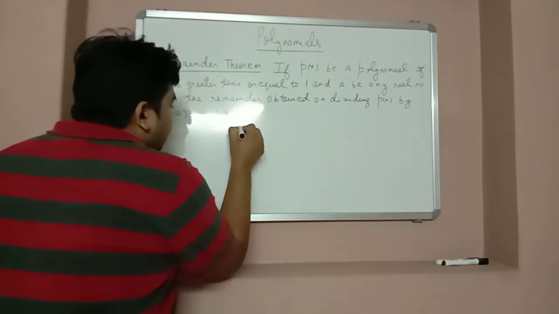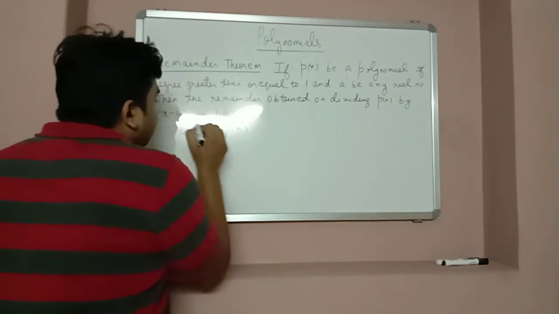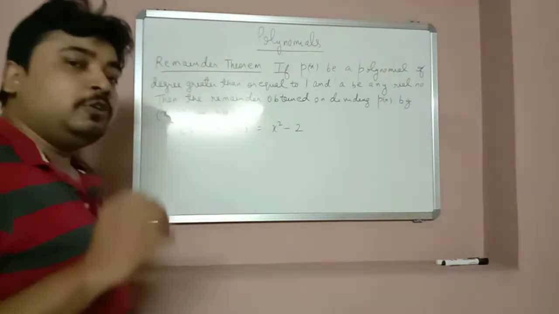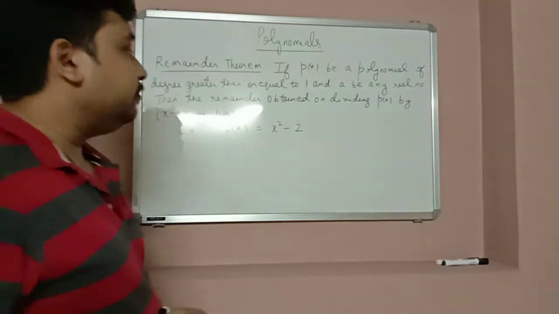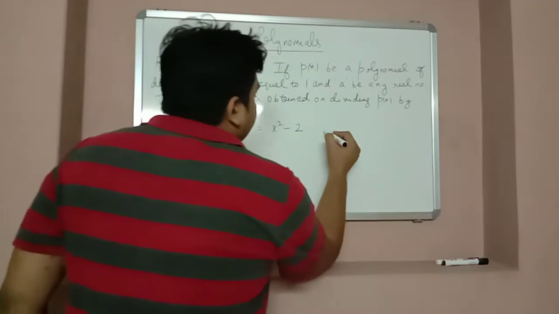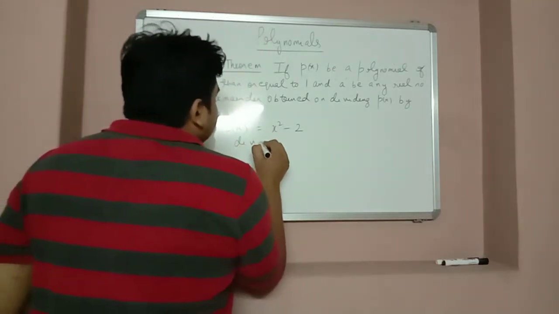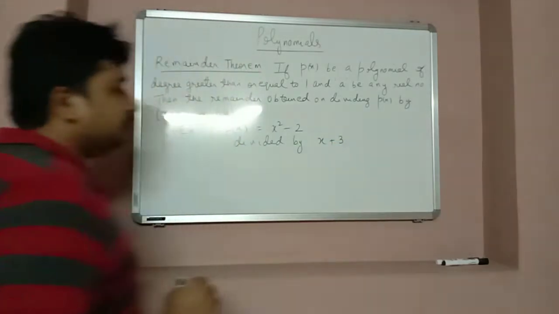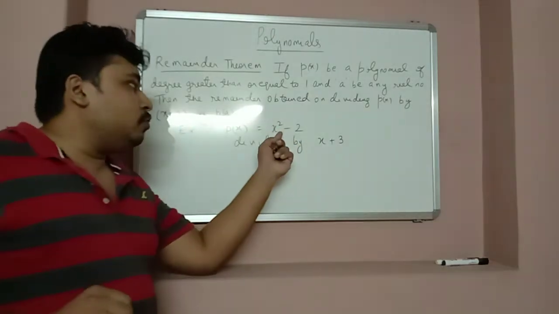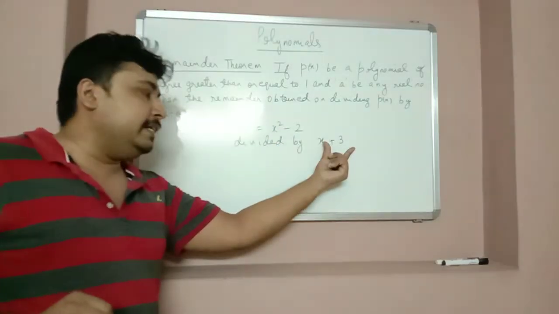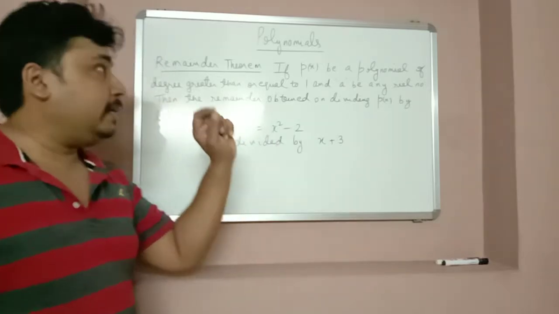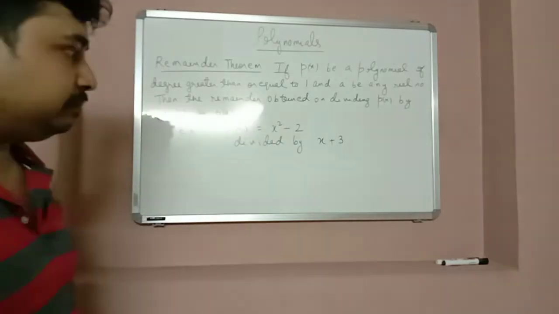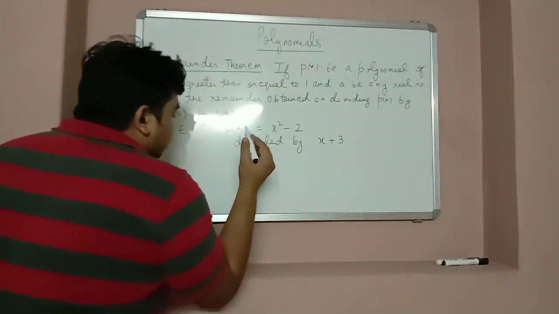For example, p of x is equal to x square minus 2, and I would like to find out the remainder when p of x is divided by x plus 3. So one of the methods is to long divide x square minus 2 with x plus 3 and then we will get the remainder. But using remainder theorem, we can easily find the remainder without doing the long division method. Let us see how we can do it.